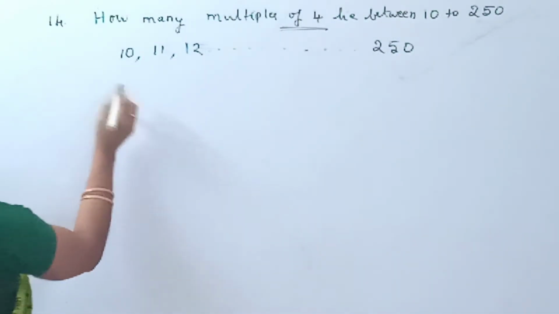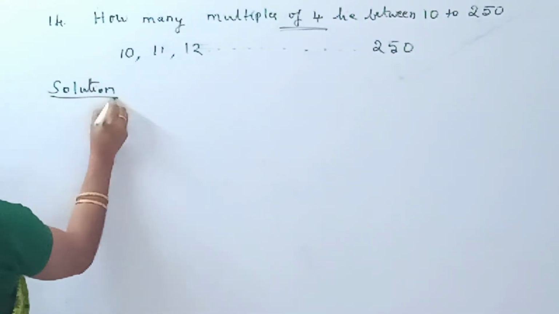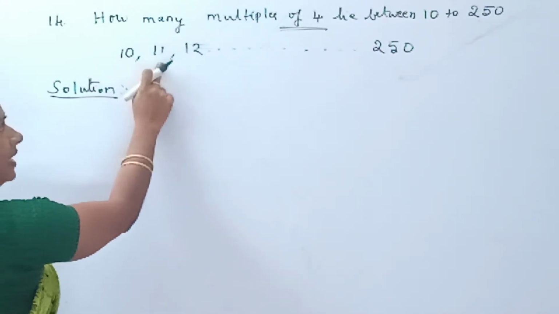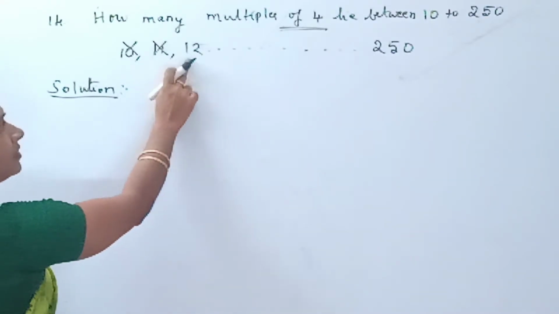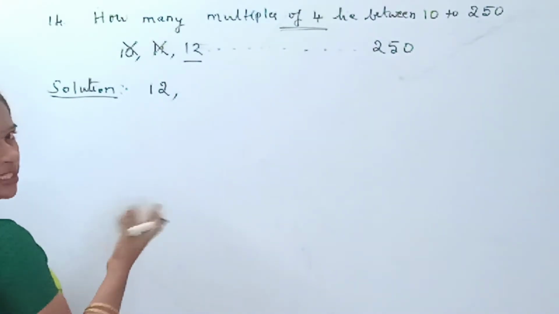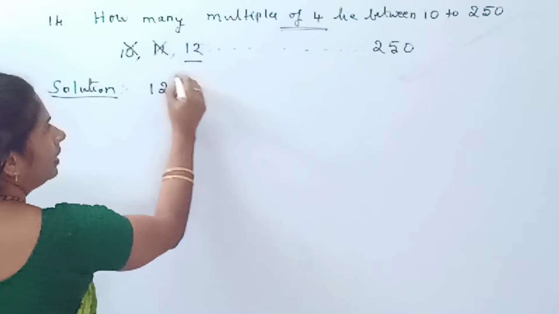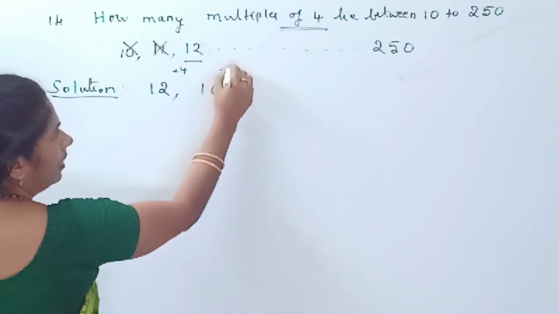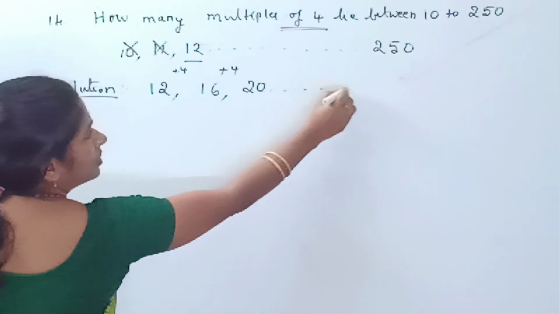So now we have to check. Write the solution. Now we have to check whether 10 is a multiple of 4. No. Next number is 11. 11 is also not a multiple of 4. Next 12. Yes, 12 is a multiple of 4. 4 threes are 12. The next multiple of 4 is, after 12 add 4, children. 12 plus 4 is 16. Add 4 to 16. The next multiple of 4 is 20 and so on.